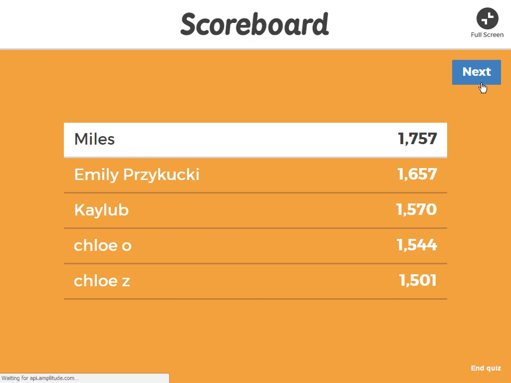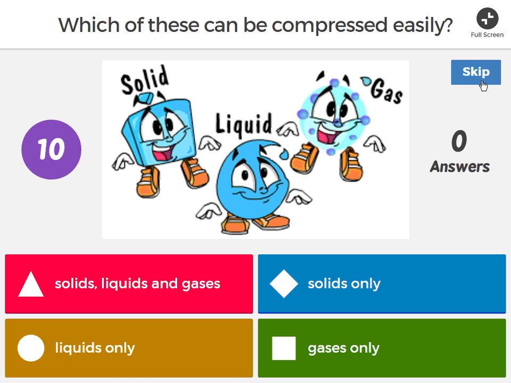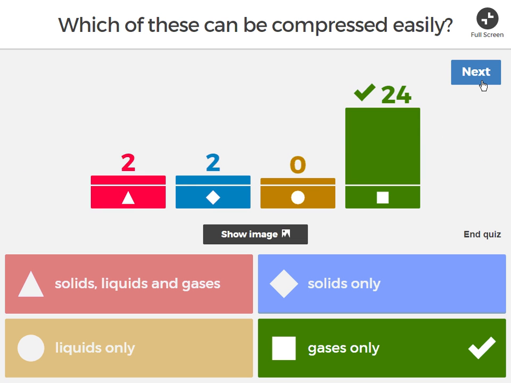Next, it doesn't want to click there. We're gonna keep trying. All right, Miles, nice. Which of these can be compressed? It's pretty fast. It's like a 10-second question. You can talk to your groups. Okay, great. Compress easily, gases.